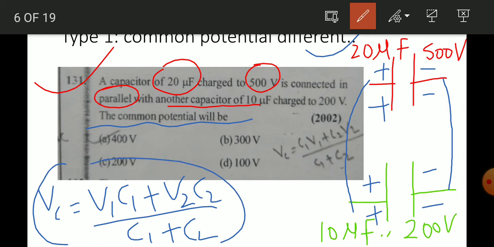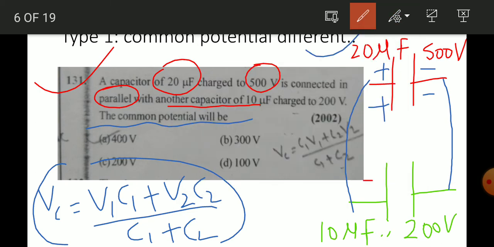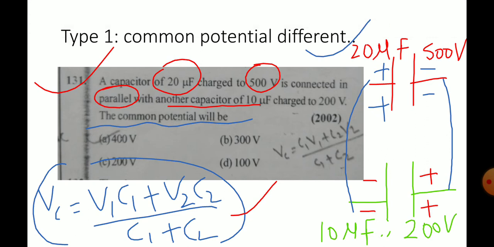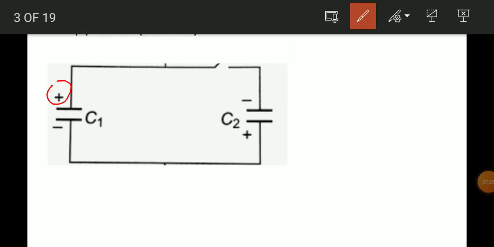What will happen if I connect them in reverse polarity? What is the meaning of reverse polarity? Reverse polarity means the positive terminal of the first capacitor is connected to the negative terminal of the other, and vice versa. In that case, my formula will change. There is a small change. Let me show you that as well. Check this one. In this case, the positive terminal of one capacitor is connected to the negative terminal of another capacitor. So in that case, my formula will get changed.